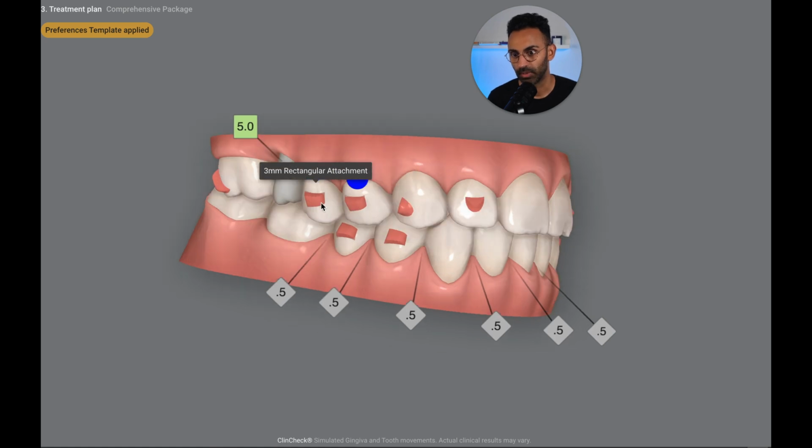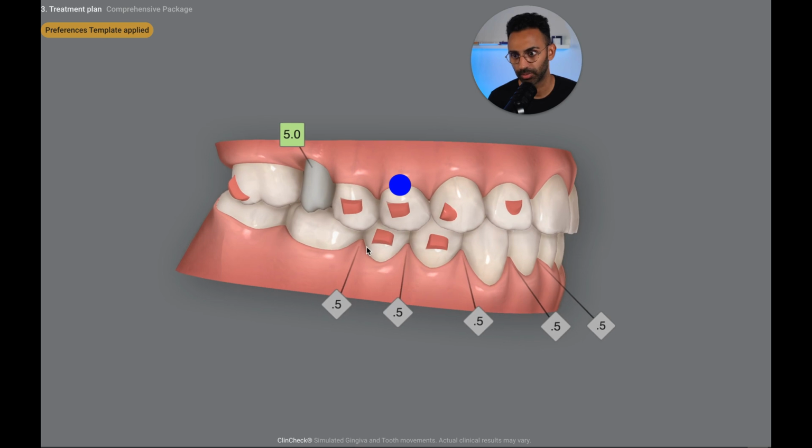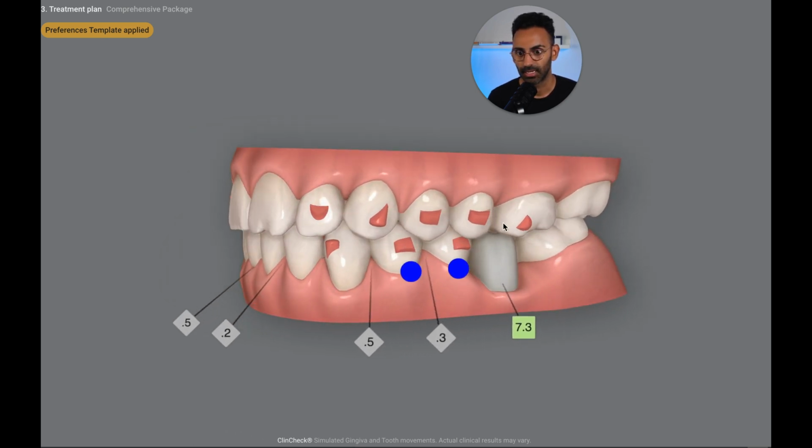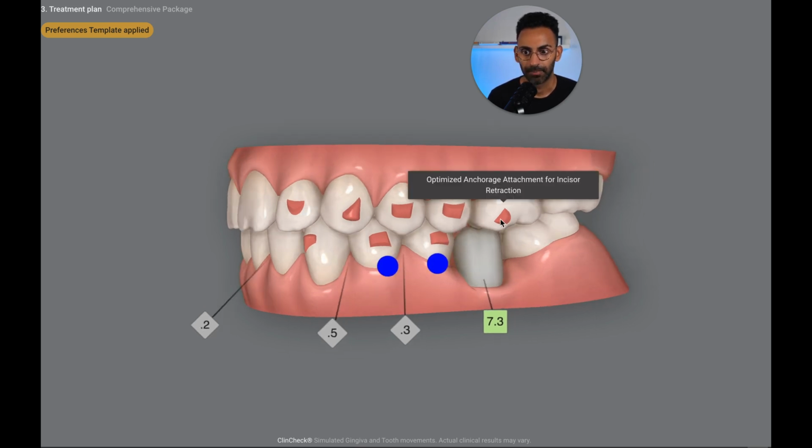I see here we've got some horizontal beveled attachments. Those are great on the premolars for anchorage. And on this side, same thing, horizontal beveled, great for anchorage. We got this one in for rotation. And this one is an optimized anchorage attachment for incisor retraction.